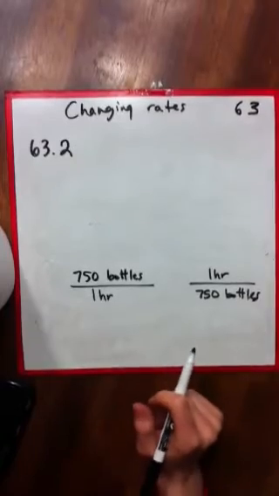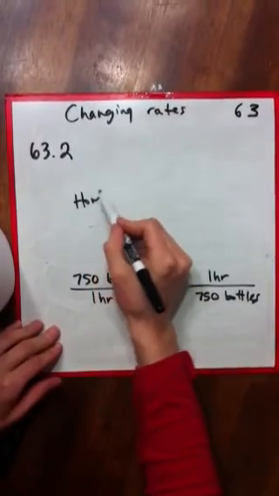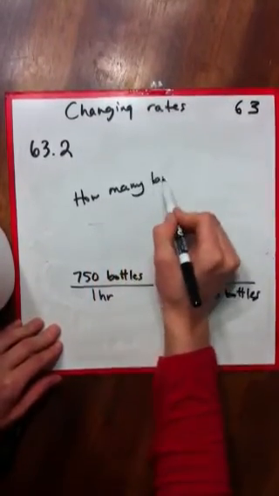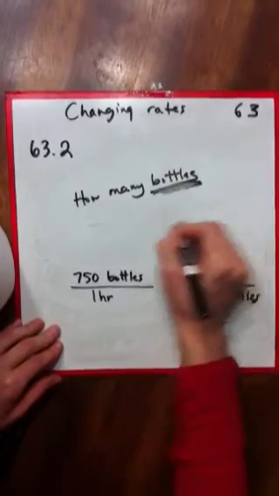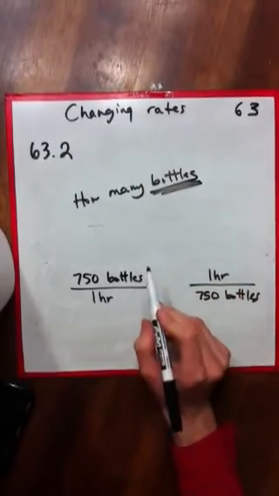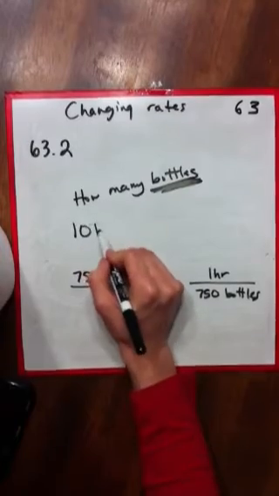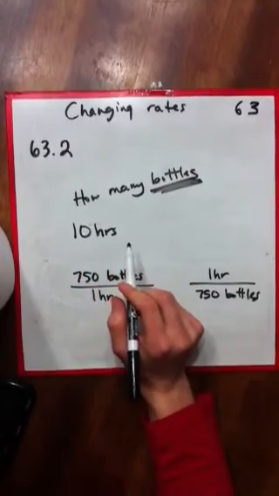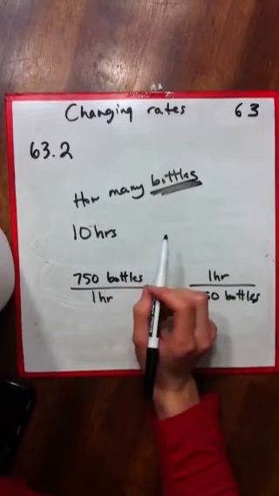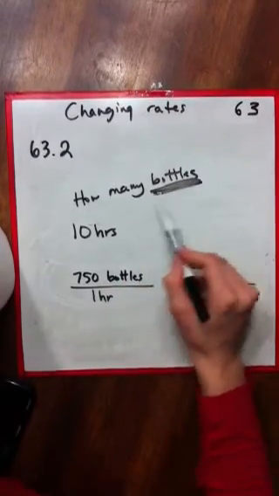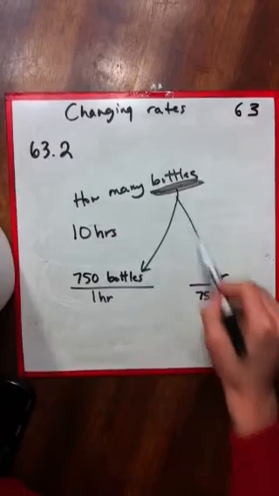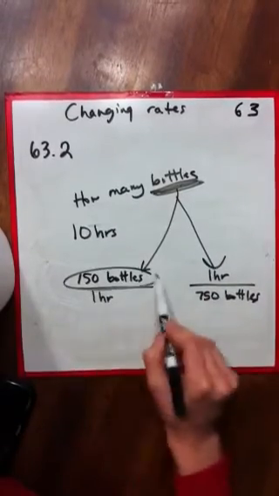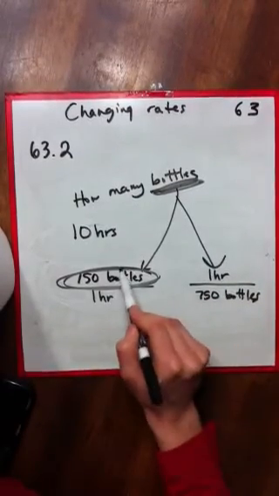Now, the question is, how many bottles? That is the question they're asking. Bottles is the key word. How many bottles could be capped in 10 hours? They give us 10 hours as our information, at the new rate. We're asking how many bottles, so am I going to look at this one or this one? I want my information to always be on the top. So I'm going to take this one.